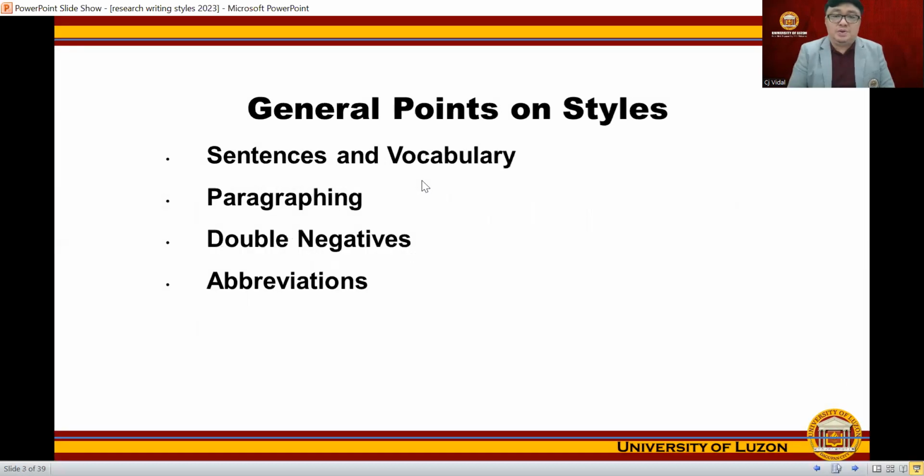So allow me to begin on general points and styles, covering sentences and vocabulary, paragraphing, double negatives, as well as abbreviations. On a general note, good grammar is necessary for all scientific writing. However, the style may differ across disciplines. So we do not intend or attempt to provide comprehensive guidelines with this discussion on different academic writing styles. Nevertheless, it will cover some of the frequently asked questions pertaining to writing correctly and accurately at the graduate and postgraduate levels.